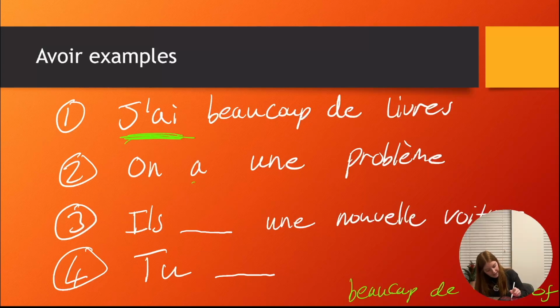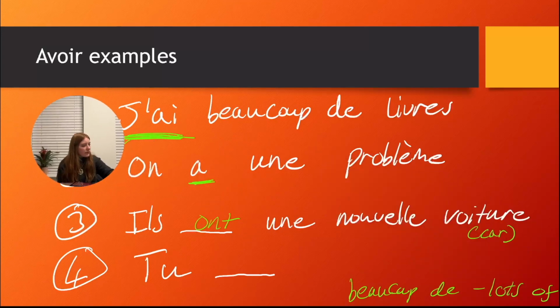Or here, on a un problème. We have a problem. Ils ont une nouvelle voiture. So, ils ont. So they have a new car. Une nouvelle voiture is a new car. And then finally we have tu as. A-S. Tu as, you have, and it's the informal tu, so the familiar tu, used with your friends and family.